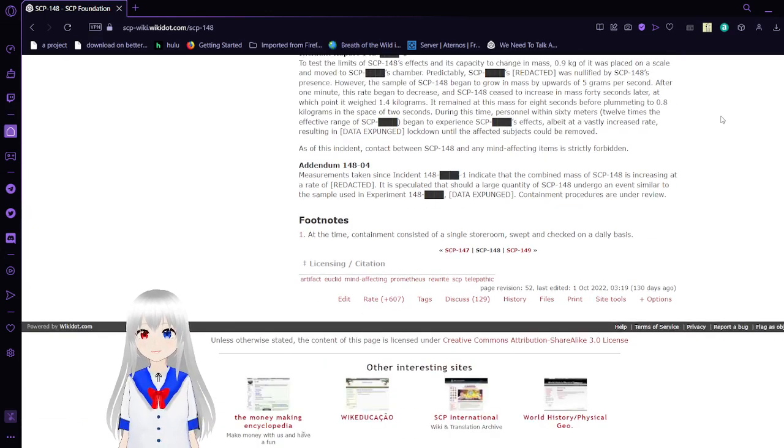Addendum 148-4. Measurements taken since incident 148-1 indicate that the combined mass of SCP-148 is increasing at the rate of redacted. It is speculated that should a large quantity of SCP-148 undergo an event similar to the sample used in experiment 148-1, that expunged. Containment procedures are under review.